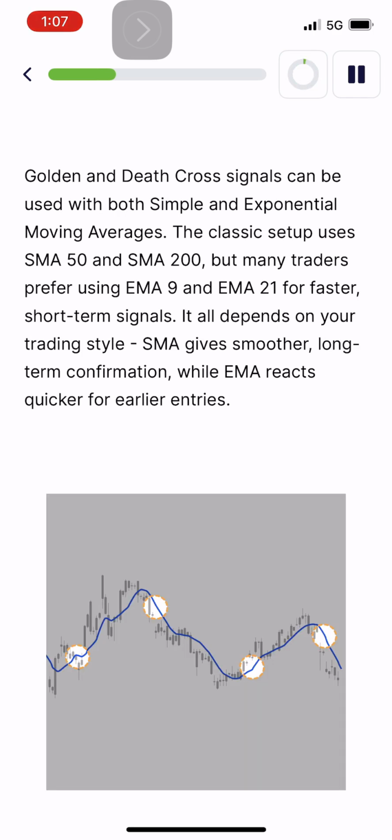Golden and death cross signals can be used with both simple and exponential moving averages. The classic setup uses SMA 50 and SMA 200, but many traders prefer using EMA 9 and EMA 21 for faster short-term signals. It all depends on your trading style. SMA gives smoother, long-term confirmation, while EMA reacts quicker for earlier entries.